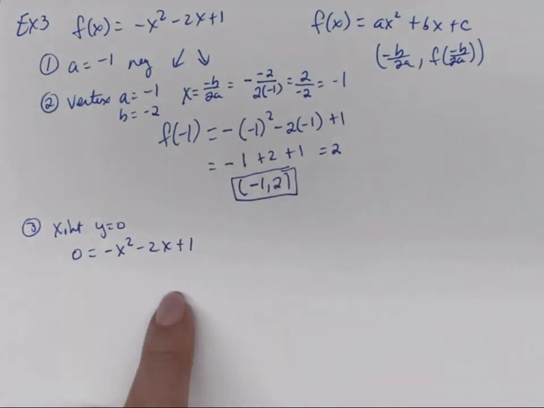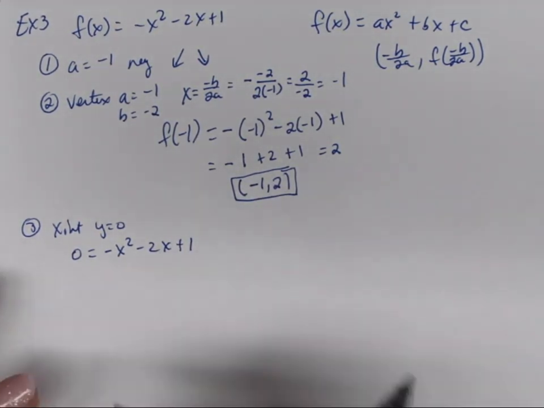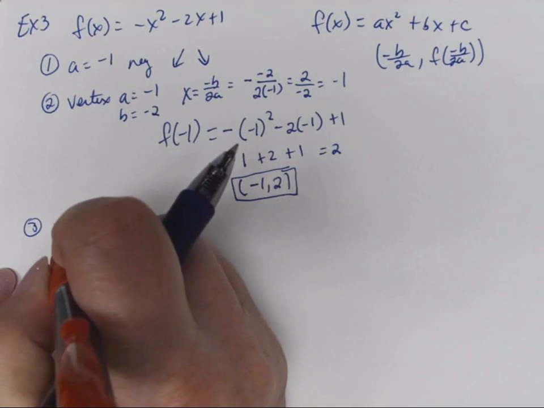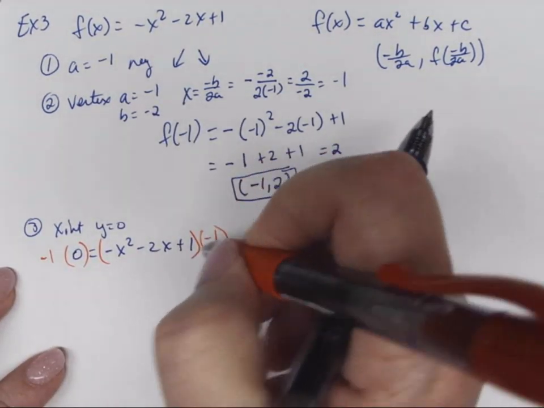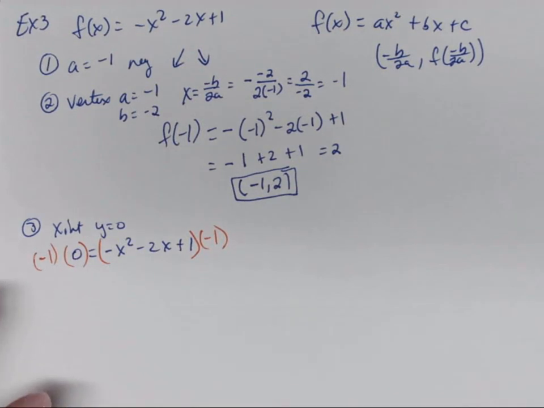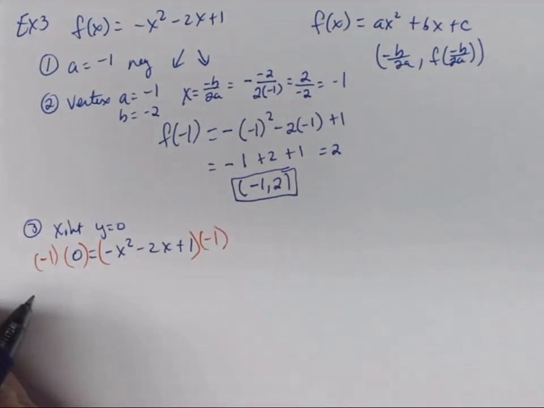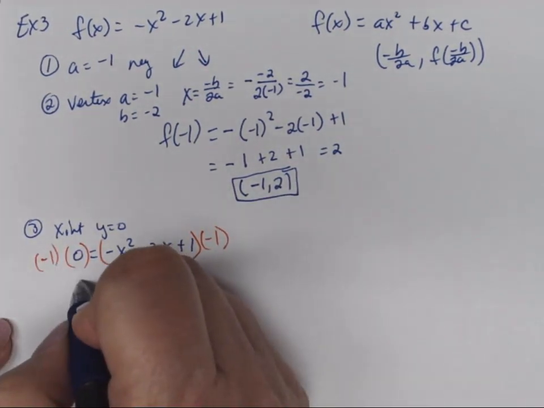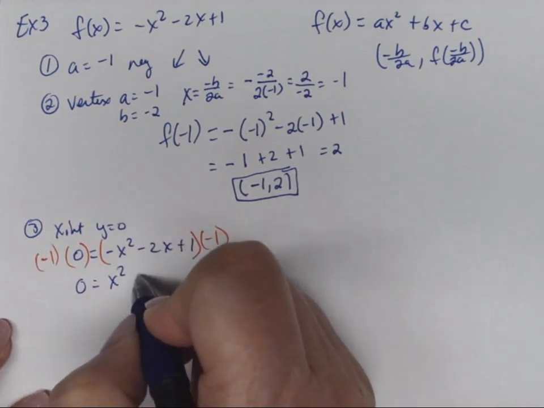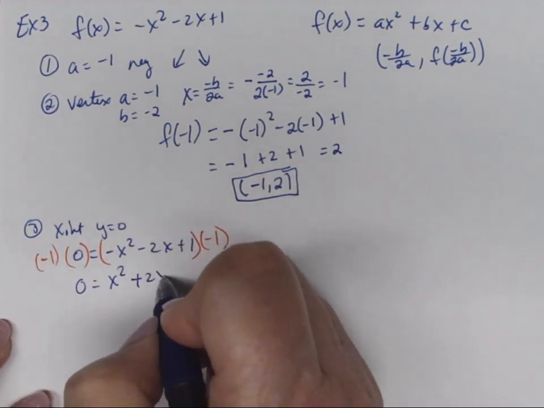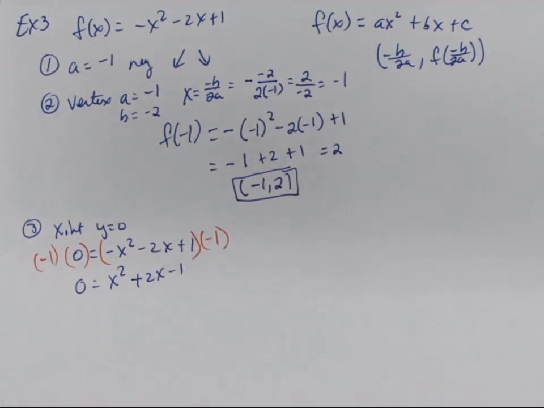Well, this is kind of hard to factor, so what I'm going to do with a negative out front, so I'm going to multiply both sides by a -1. Or you could look at moving everything to one side or to the other side. So you still get 0 is equal to x squared plus 2x minus 1.